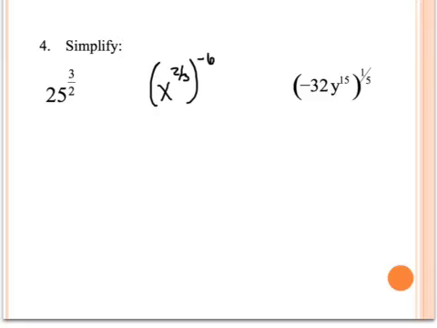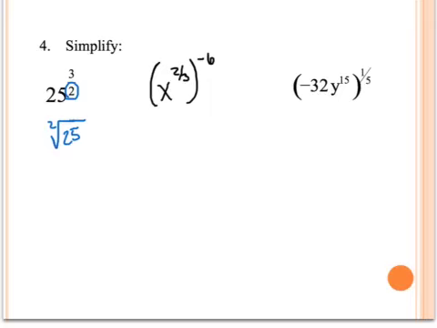Okay, last problem, number 4. We want to simplify each of these. So if they're going to give it to me in rational form, in order for me to simplify that, I'm going to try to convert it to radical form. Alright, so I have on the first problem 25 to the 3/2 power. Well, converting that back to radical form, the denominator is 2, okay?